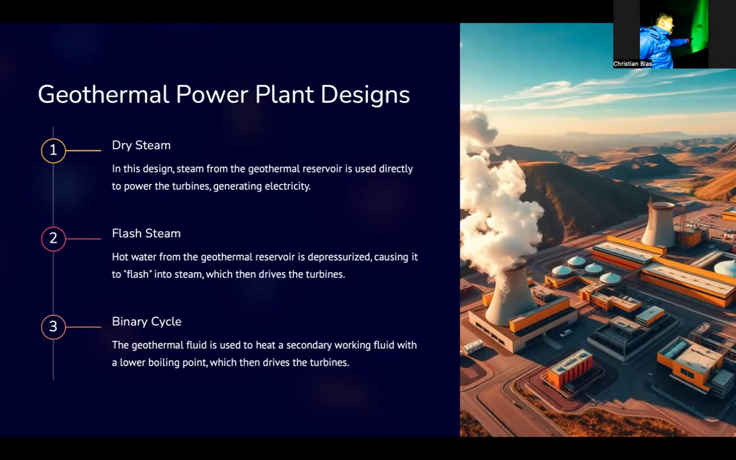But unfortunately, vapor-dominated geothermal resources occur infrequently in nature. So not so much, but we have a lot. The next power plant design is the flash system.